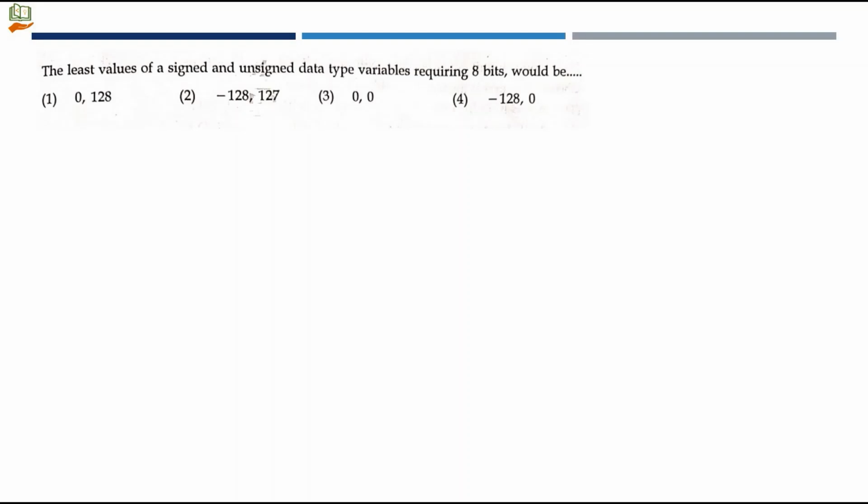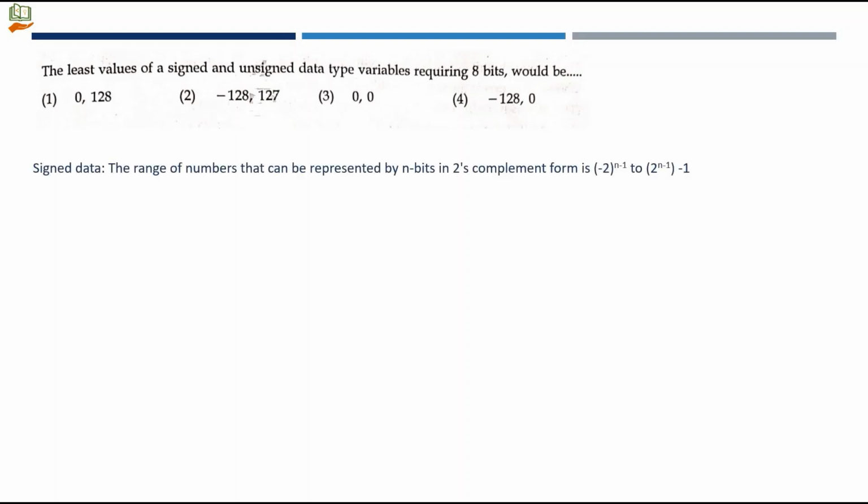In signed numbers, you have both positive as well as negative along with 0. In unsigned, you have only from 0 to the positive side. Negative numbers will not be counted there. So let's see about the signed data first. The range of numbers that can be represented by n bits in 2's complement form is -2 power n minus 1 to 2 power n minus 1 minus 1.